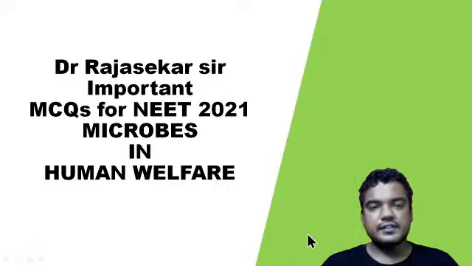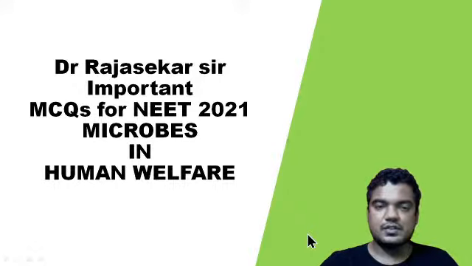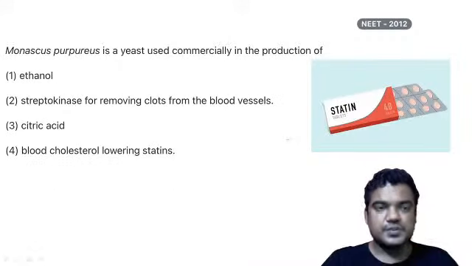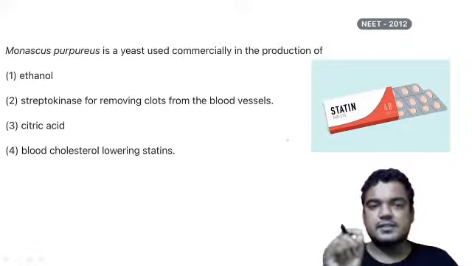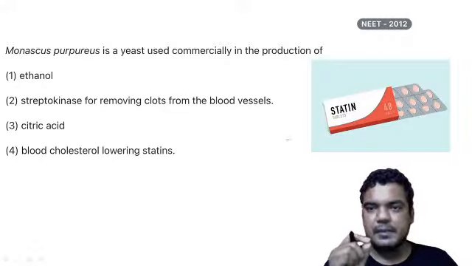Hi, good morning everyone. In this video, we are going to discuss some important MCQs for your NEET 2021 exam from the Microbes in Human Welfare chapter. Now let us start. So the first question is Monascus purpureus. Monascus purpureus is a yeast used commercially in the production of.